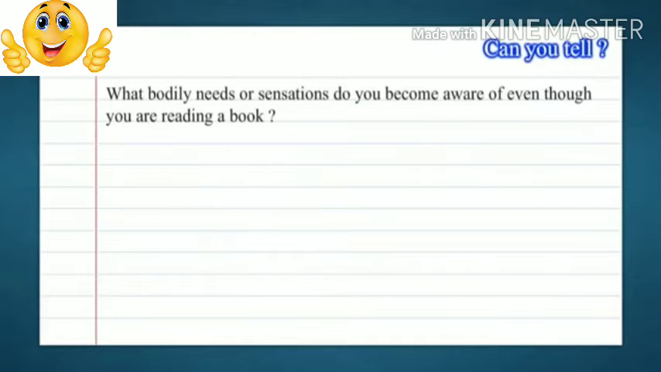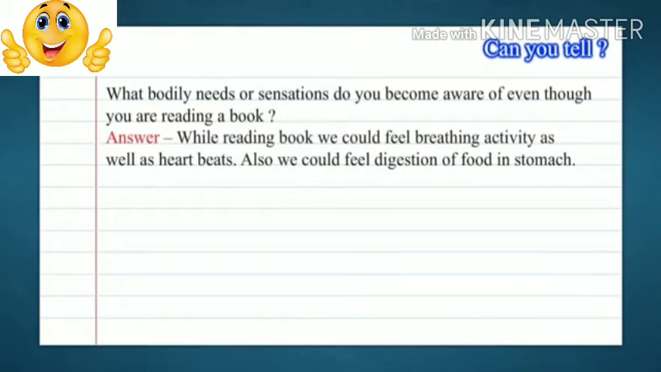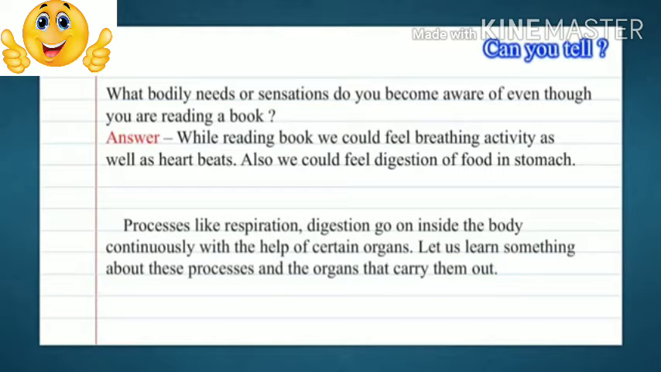Can you tell what bodily needs or sensations you become aware of even though you are reading a book? Answer: while reading a book, we could feel breathing activity as well as heartbeats. Also, we could feel digestion of food in the stomach. Processes like respiration and digestion go on inside the body continuously with the help of certain organs. Let us learn something about these processes and the organs that carry them out.